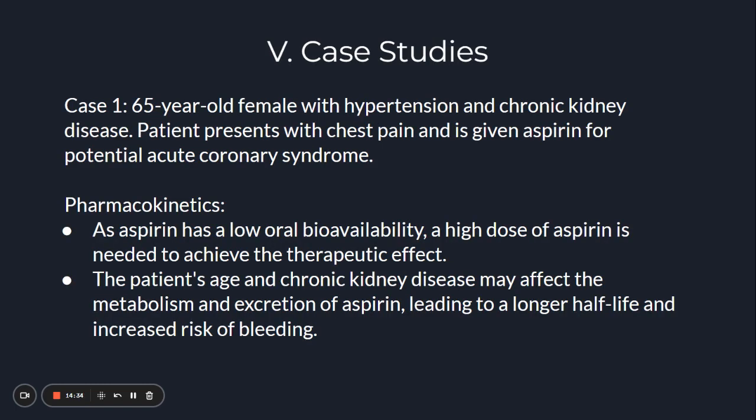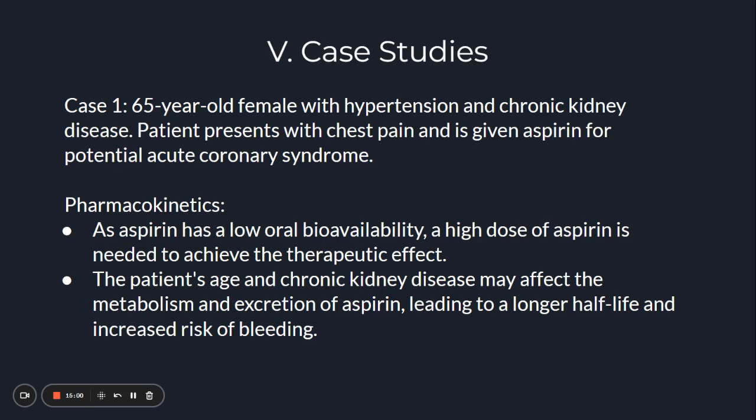So let's look at some case studies to understand this further. The first one is a 65-year-old female with hypertension, so high blood pressure, and chronic kidney disease. The patient presents with chest pain and is given aspirin for potential acute coronary syndrome. If we look at the pharmacokinetics, as aspirin has a low oral bioavailability, a high dose of aspirin is needed to achieve the therapeutic effect.